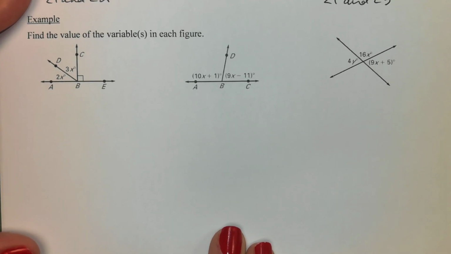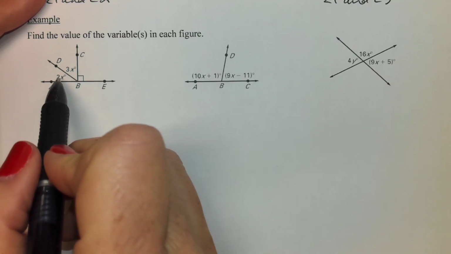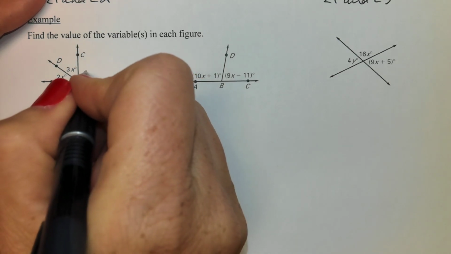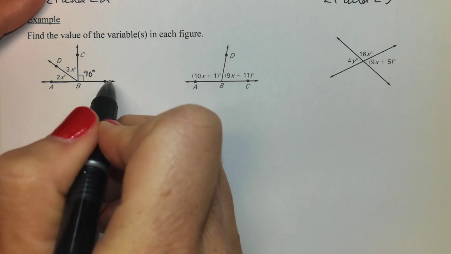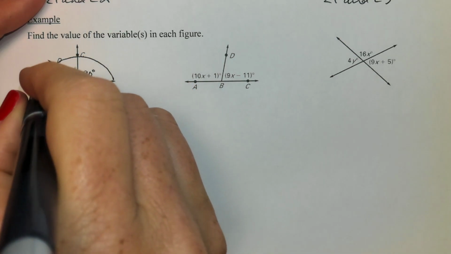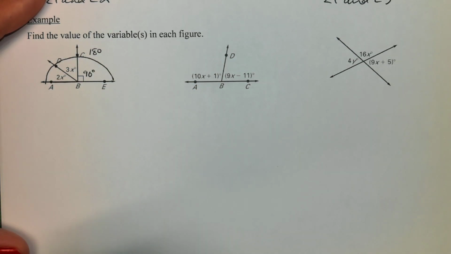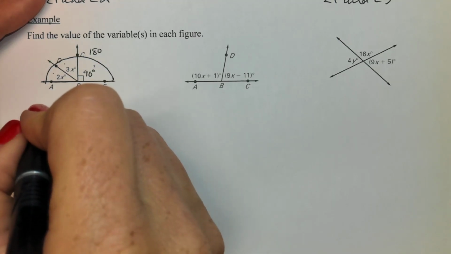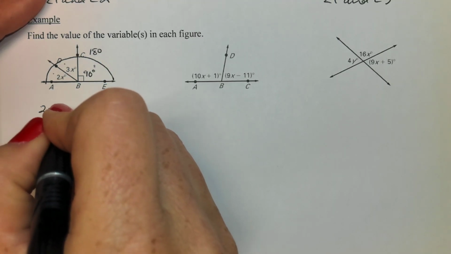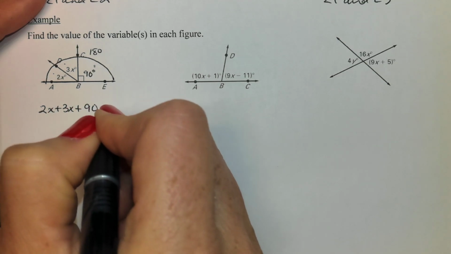This is where the geometry comes in. We've got a 2x, a 3x, and a box. The box is 90. I'm going to throw 90 there right away. This makes a straight line, so we know that the whole thing is 180, straight line. So we could do a part, part, part, and then the whole. So we've got 3 parts, and then the whole thing.